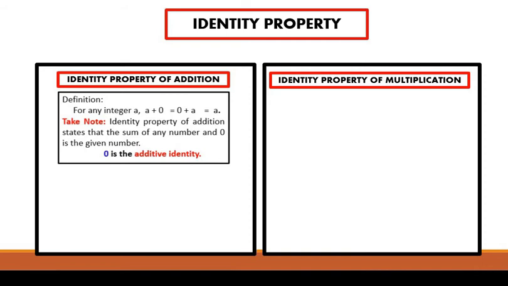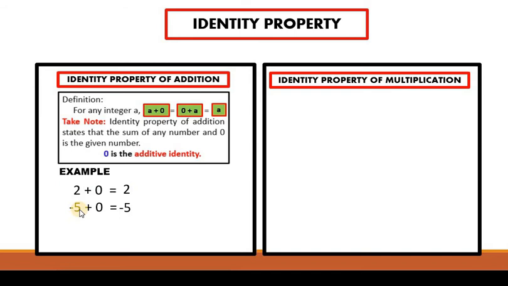For any number A, when you add 0 to any number, the answer will always be the number that you added to 0. So, identity property of addition states that the sum of any number and 0 is the given number. 0 is the additive identity. So, what does it mean? Kahit ano daw na number na ini-add mo sa 0, ang sagot ay yung number na ini-add mo sa 0. Very simple. That's called identity property. Negative 5 plus 0, the answer is still negative 5. So, dito, kung ano in-add mo kay 0, which is 2, the answer is 2.